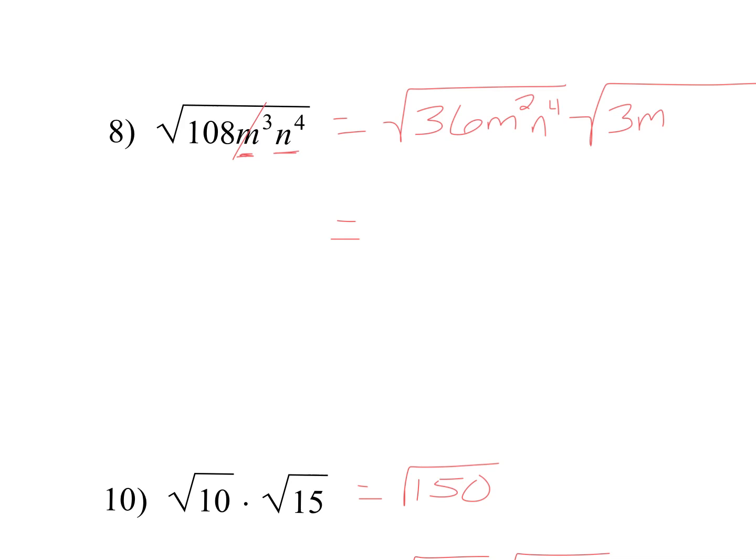Okay, we put it in the good because it can be simplified. What's the square root of 36? 6. What's the square root of m squared? M. What's the square root of n to the 4th? N to the 2nd. What do I do with the leftovers? Keep them.